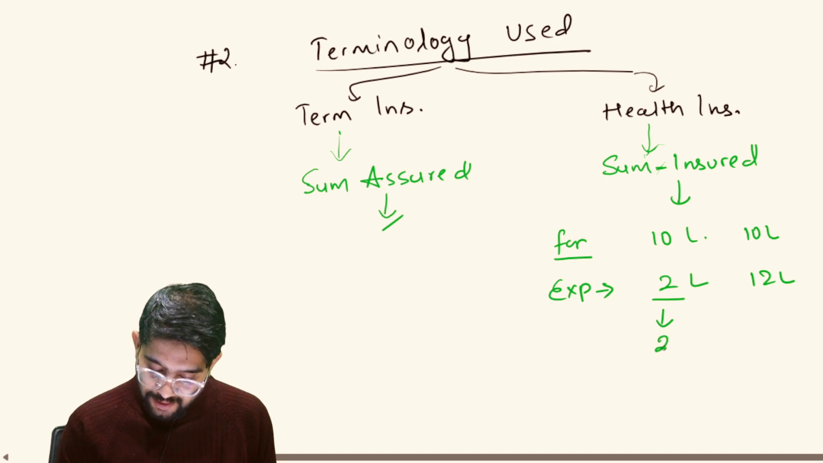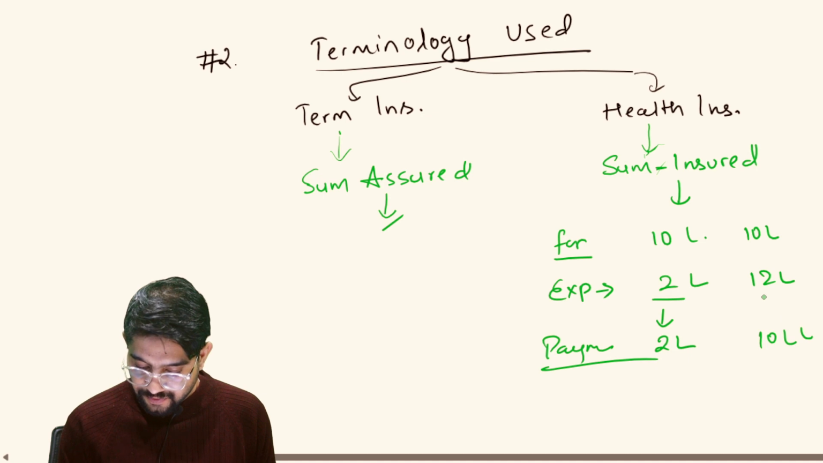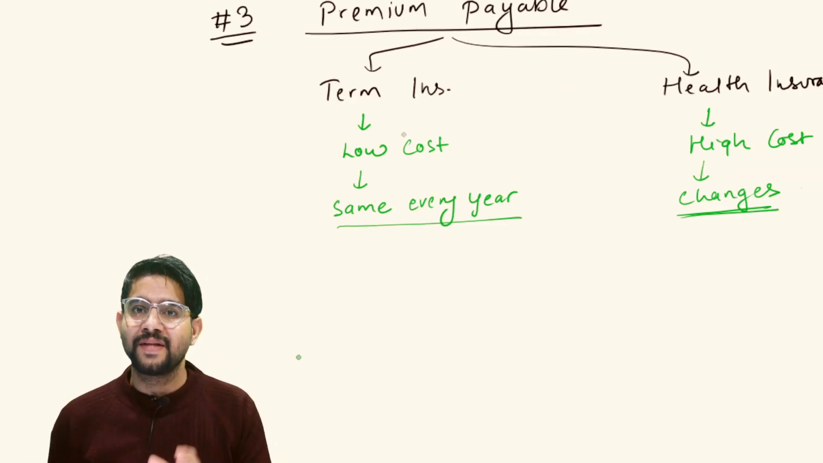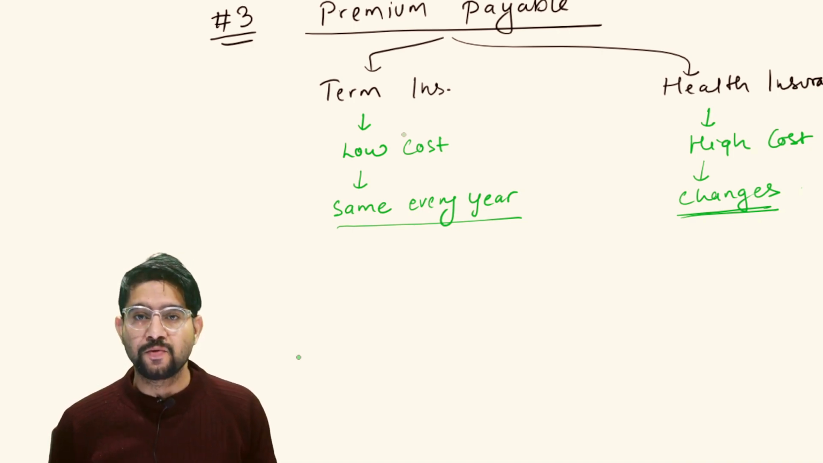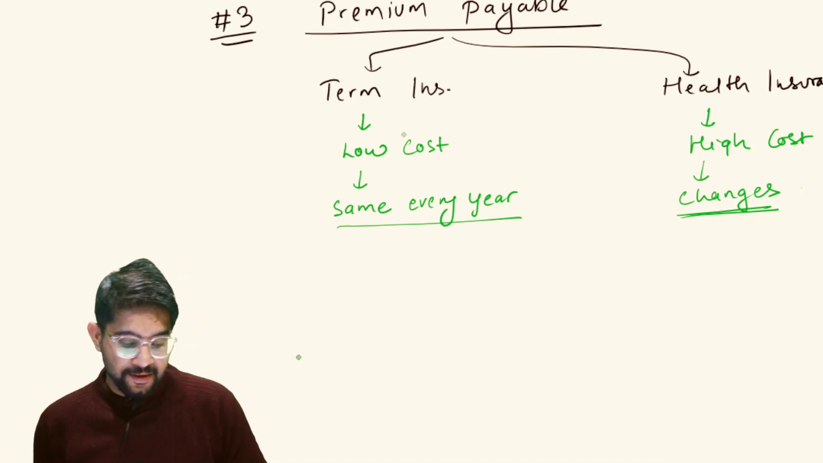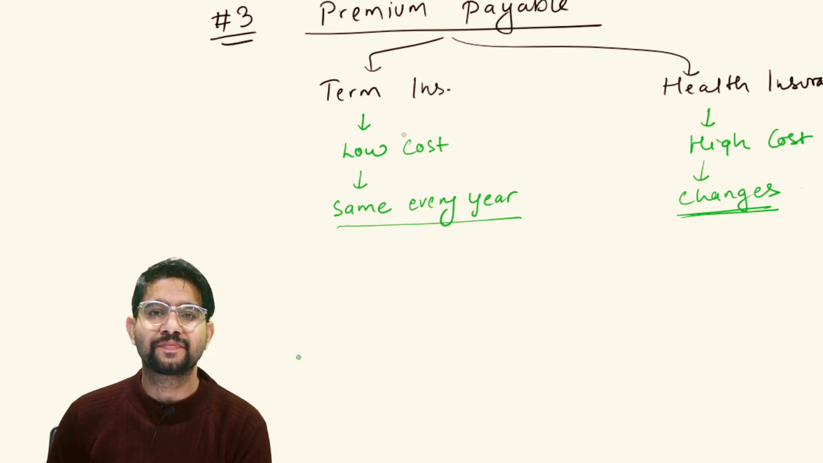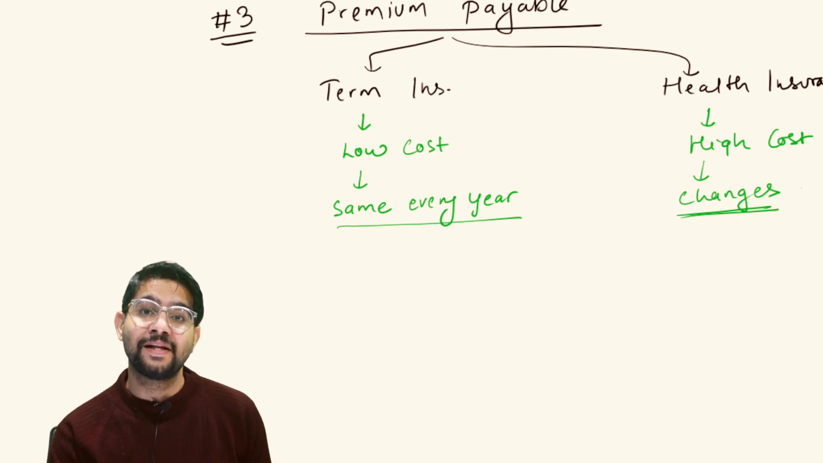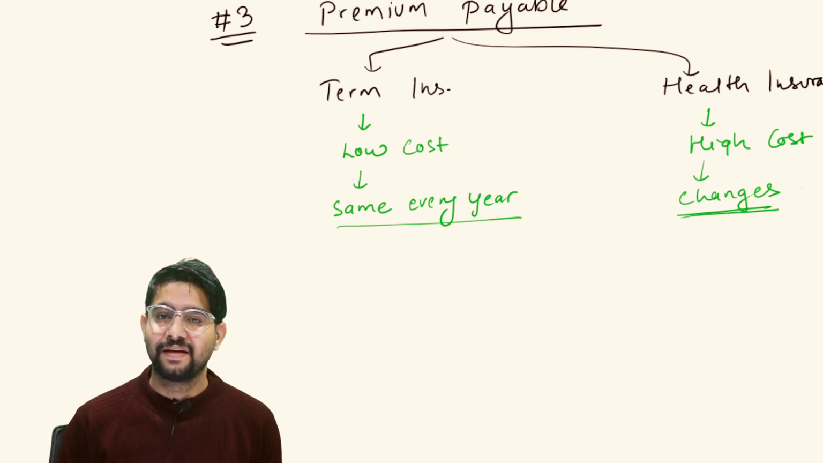So यहाँ पे आपको कितना मिलेगा? 2 लाख, और यहाँ पे आपको कितना मिलेगा? 10 लाख. The third difference is about the premium that is to be paid, and this one is a very crucial one because it is a financial decision. In case of term insurance, it is relatively cheaper and can be afforded by a lot of people. Whereas in case of health insurance, they are considered costly, especially after a certain age.